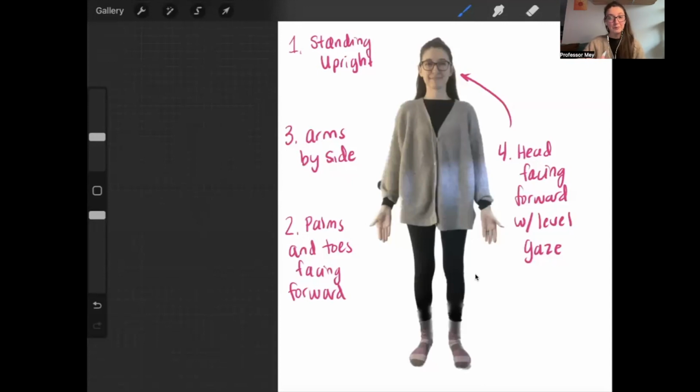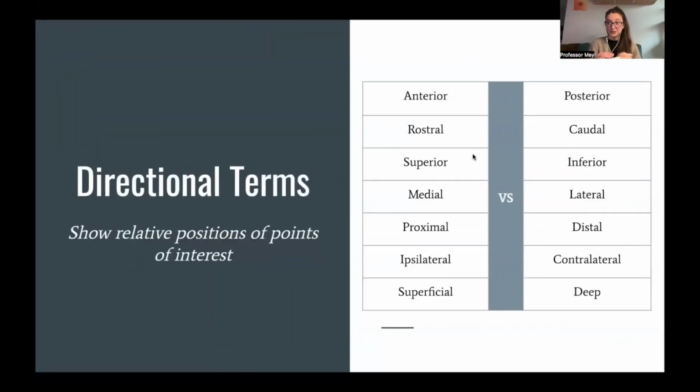This is really important because we're going to utilize directional terms in order to, for instance, describe a certain pain that's found in the left or right upper quadrant, right? So let's go ahead and get into directional terms. Directional terms are used in order to show where a point of interest may be relative to other parts of the body. For instance, anterior versus posterior, rostral versus caudal, superior versus inferior. They're basically just telling you what direction you move in the body in order to find that point of interest.